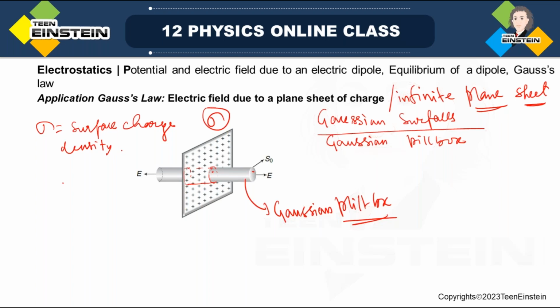So this is surface charge density. What will be the total charge on the surface? We can write sigma into the area of the whole surface.